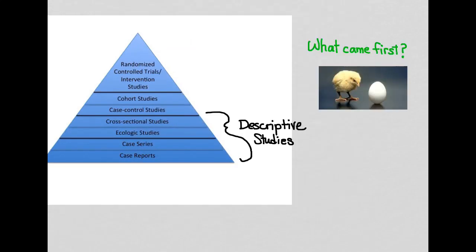So you might describe this as the problem of what came first. You don't know whether the exposure came first or the disease came first, and secondly, you don't know whether the exposure is related to the development or incidence of the disease or the duration of the disease. So those are the main problems with descriptive studies, and that's why they are not useful for inferring causality, but overall are useful for generating hypotheses that can be tested with these methods towards the top of the pyramid, which can look at causal relationships.